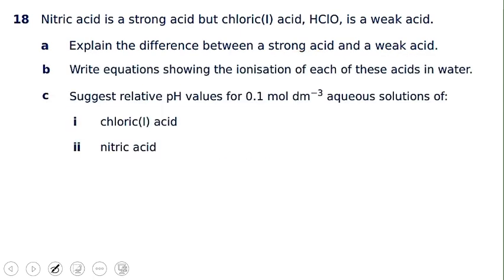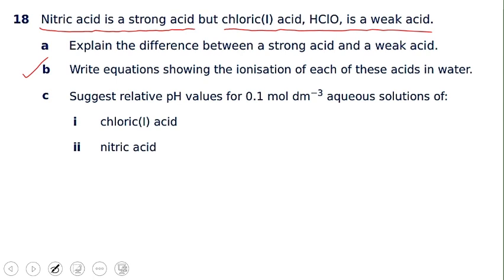Okay, now we are moving to part B. Write equations showing the ionization of these acids in water. We have to write the equation of nitric acid so that it behaves like a strong acid, and the equation for chloric acid so that it behaves like a weak acid with water.